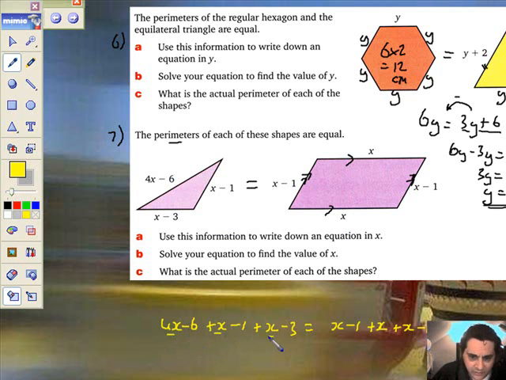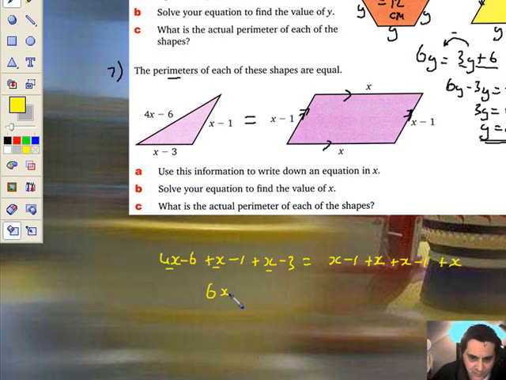I've got 4, 5, 6x. I've got minus 6 minus 1 is minus 7, minus another 3 is minus 10. That's simplified on the left hand side. That takes care of the triangle. On the right hand side I've got my parallelogram. X plus x plus x plus x, well that's 4x's. I've got minus 1, then take away another 1, that's saying minus 2.